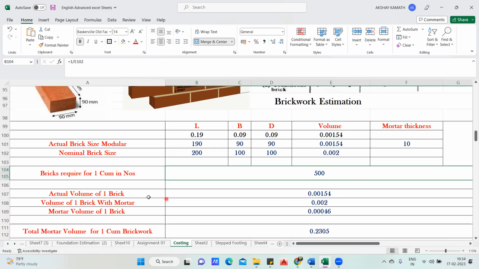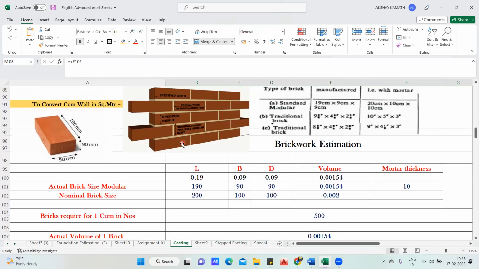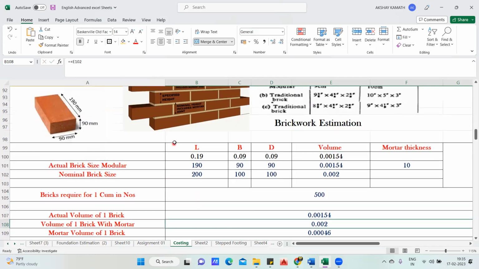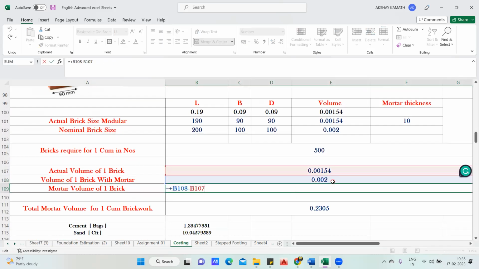Now we'll try to find the mortar quantity. The actual volume of one brick is 0.0154, the actual volume of brick without mortar. And the volume of one brick with mortar is 0.002. So if I deduct the actual volume of one brick from the volume of one brick with mortar, will I not get the mortar quantity that has gone into this one brick? Obviously, I'm going to get it. So the mortar volume for one brick will be 0.002 minus 0.00154. Try to do that. You are going to get 0.00046.